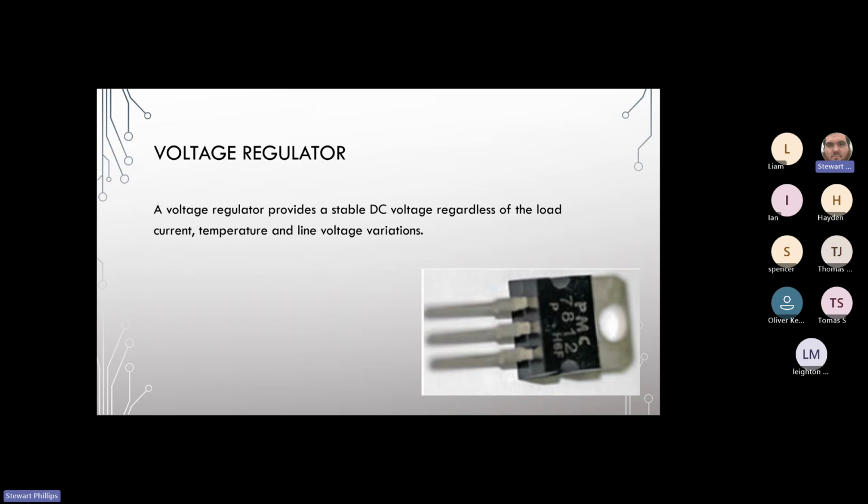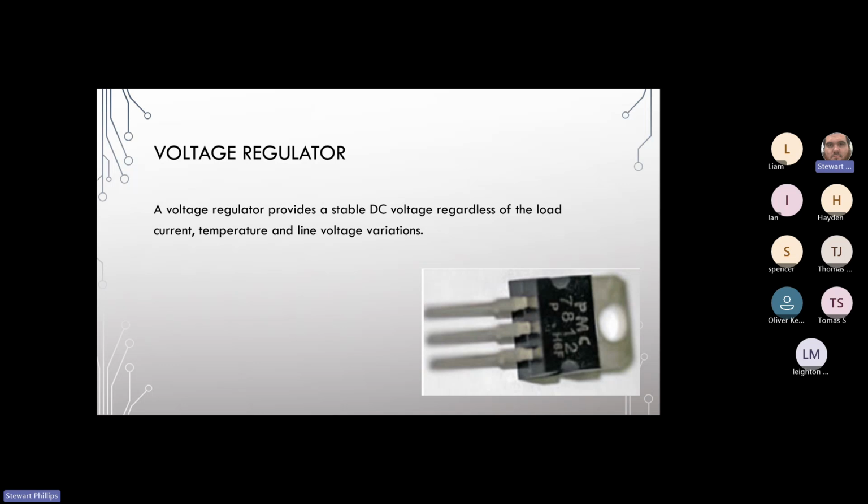So protection circuits against a short circuit and thermal overload are incorporated inside this integrated circuit. The safe area protection is provided for output transistors. So that's the 78XX range. So the 7812, 7824, etc.